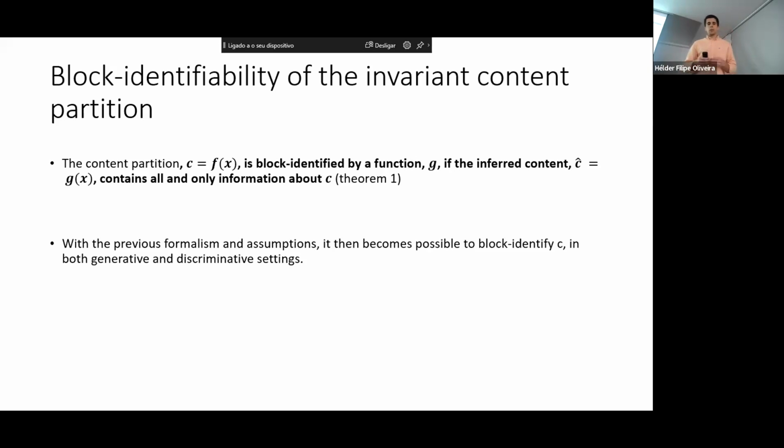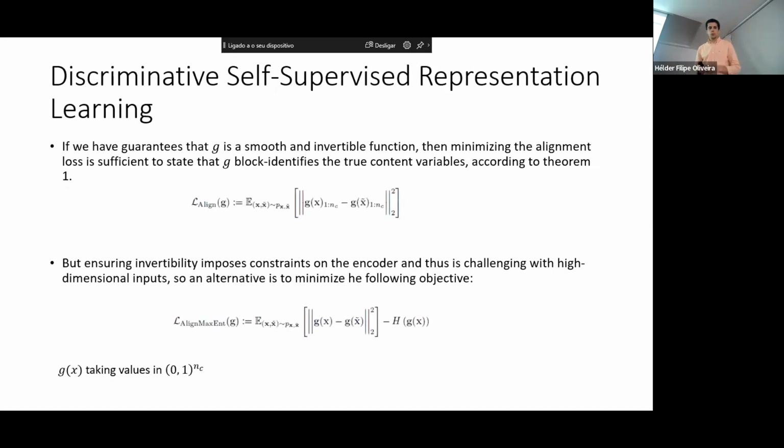With this formal setting and the previous assumptions, it becomes possible to block identify the content partition in both generative and discriminative settings. In today's presentation, I'm going to focus on the discriminative self-supervised representation learning setting, but you have access to the paper that you can later review to understand the proof of the generative approach. If we have guarantees that the encoder function is smooth and invertible, then minimizing the alignment between the two latent variables is enough to ensure that we have identifiability.